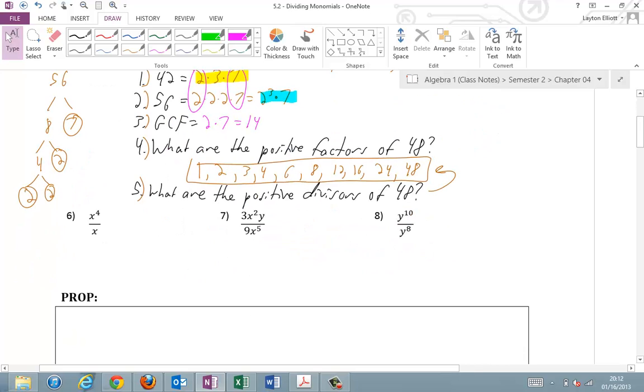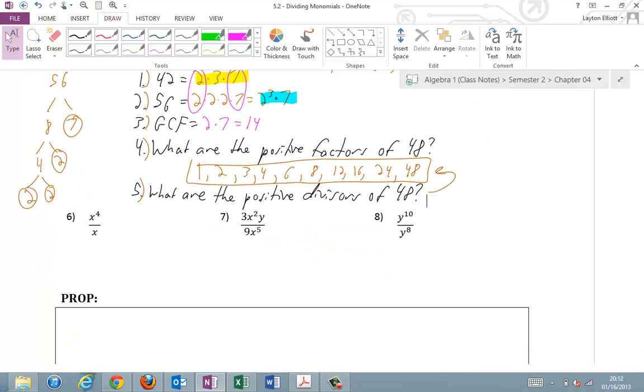So number 6, we're going to look at this from a few angles. And I have an x to the 4th over an x. And what I'm going to do is write the whole thing out. X times X times X times X over X.